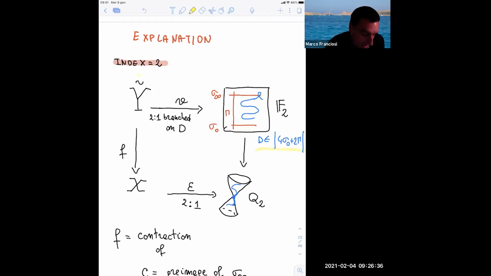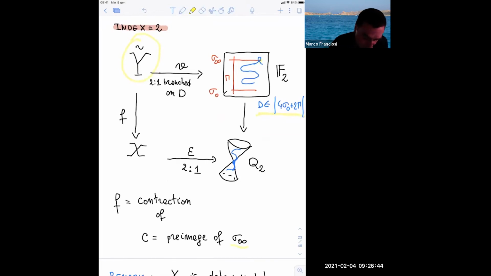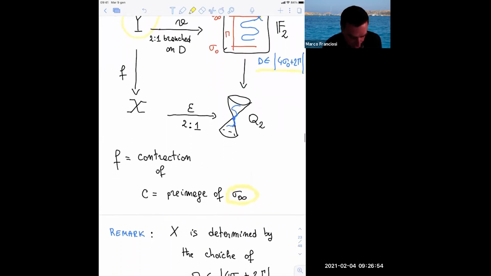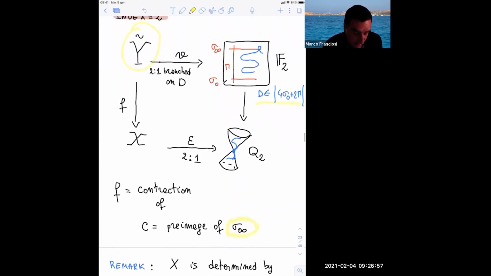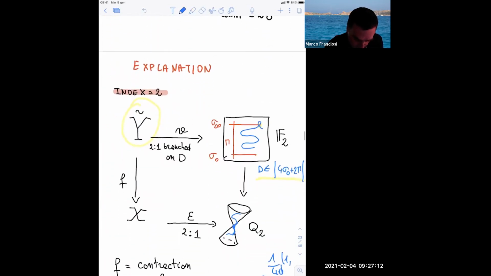Then we have our Y tilde, and we contract the pre-image of sigma infinity. This is what we do. The result is a stable surface with singularities of type 1/(4d). So here we get 1/(4d)(1, 2d-1) by contracting this.